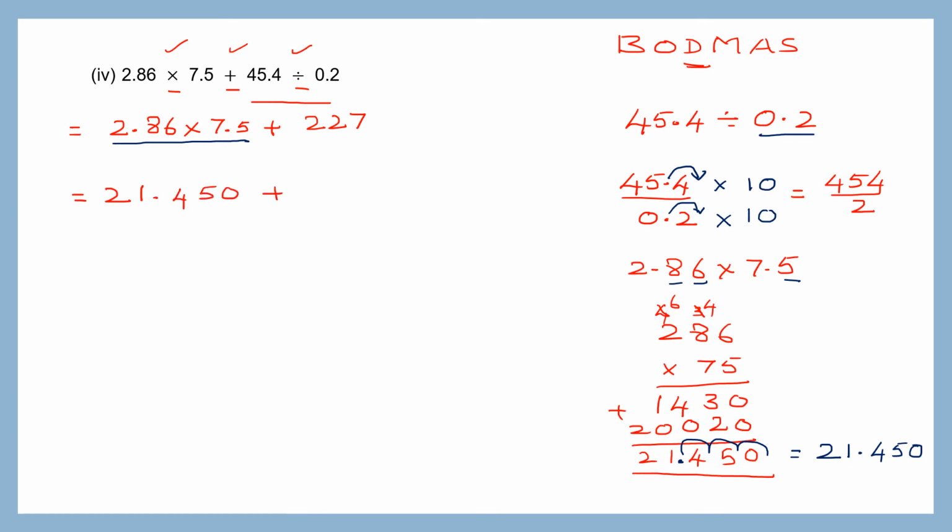21.450 plus 227. Okay, let's add that. 21.450 plus 227. That's a whole number. For every whole number, the point is after the number. So this is where I put my point. So let's write that down.